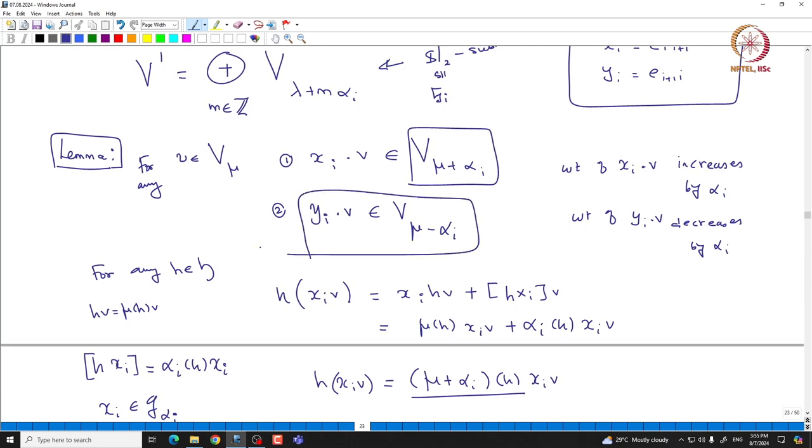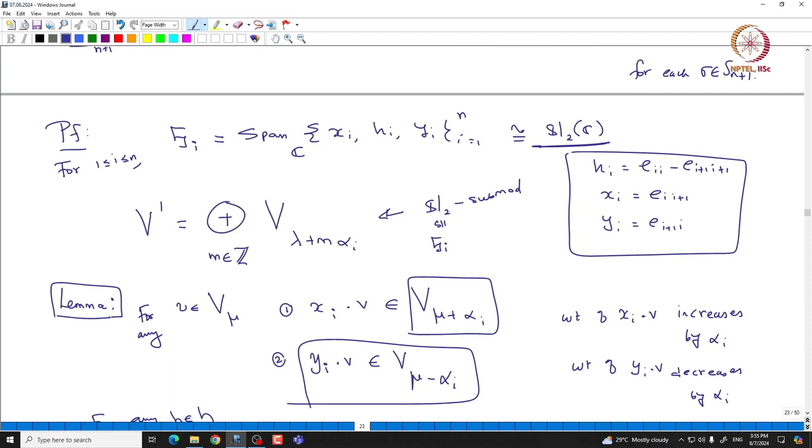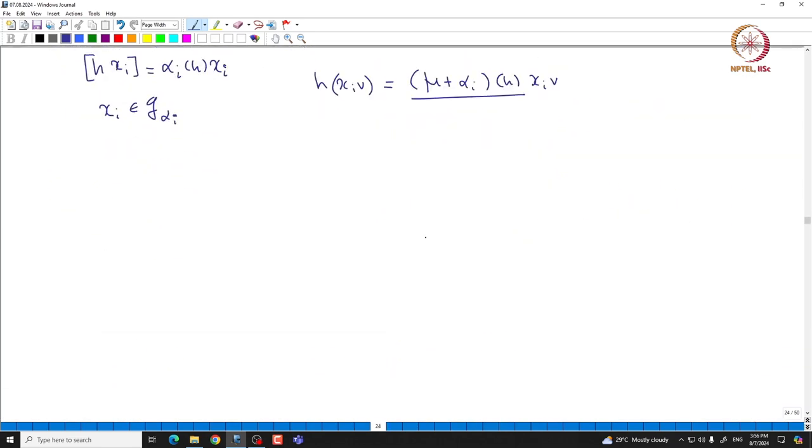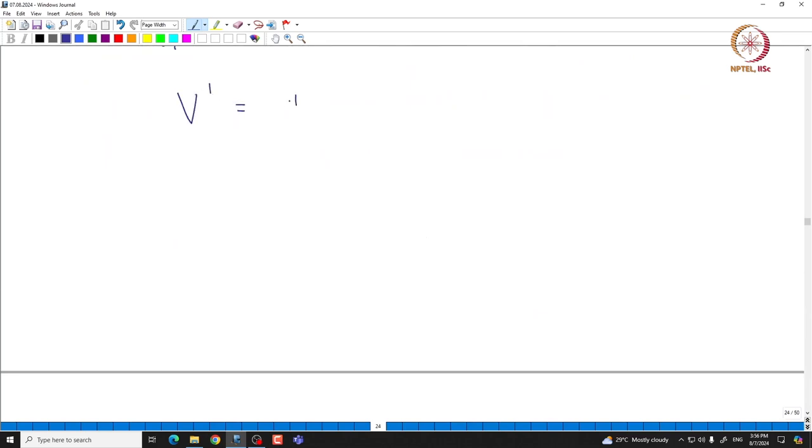Similarly, one can prove that Y_i v will be inside V_{mu minus alpha_i}. So that tells you that if you take this V', which is the direct sum of V_{lambda plus m alpha_i}, m ranging from minus infinity to infinity, that is, over the integers, then that is indeed an SL2 submodule. So now let us look at this module very closely. This is V', the direct sum of V_{lambda plus m alpha_i}, where m is running over integers. So lambda is just some fixed weight inside V.